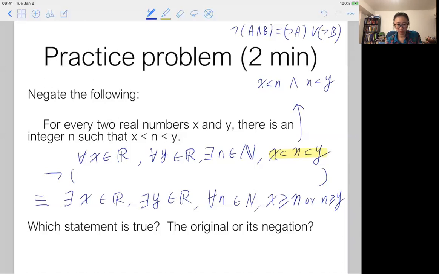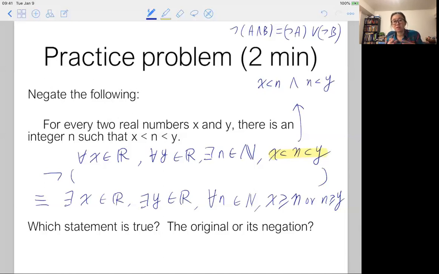Of course, the question is which statement is true. The first statement is to say, for every pair of real numbers, there exists an integer that is nested between them. The second one is to say, there exists a real number x and a real number y, such that for all integers, either x is bigger than the integer or y is smaller than the integer. It turns out that the second statement, which is a negation, is true, but the original statement is not true.